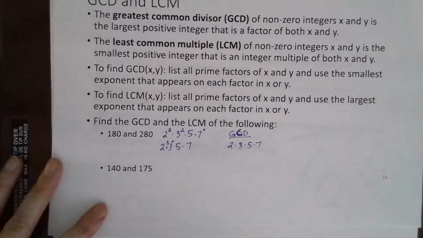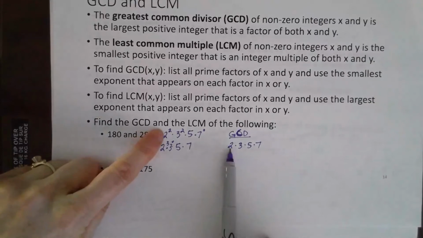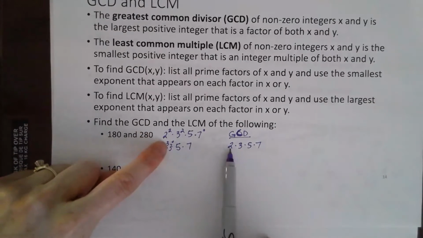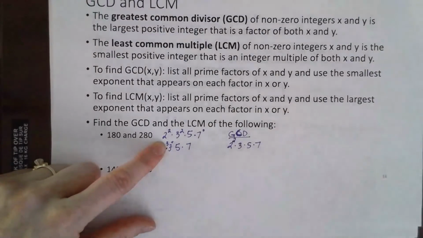So if I want to find the greatest common divisor, now I go through every single one of these factors and I pick the smallest exponent I ever saw on that. So here the exponent of 2 is 2 and here an exponent of 3. The smaller of those is 2, so I'm going to put a 2 squared.